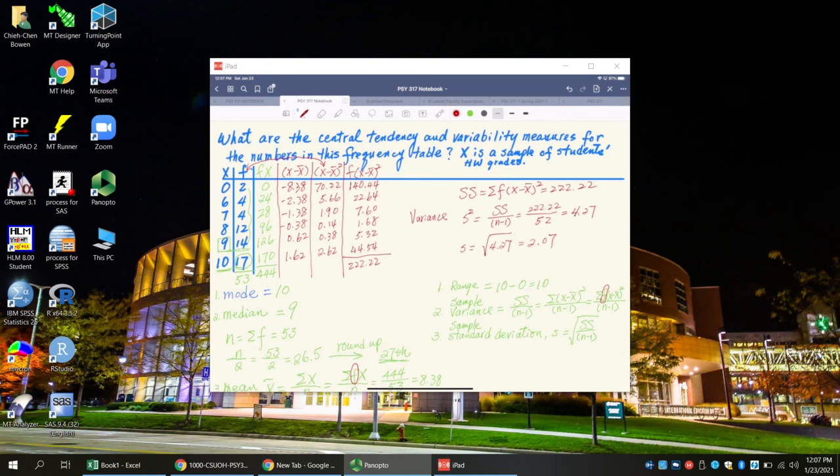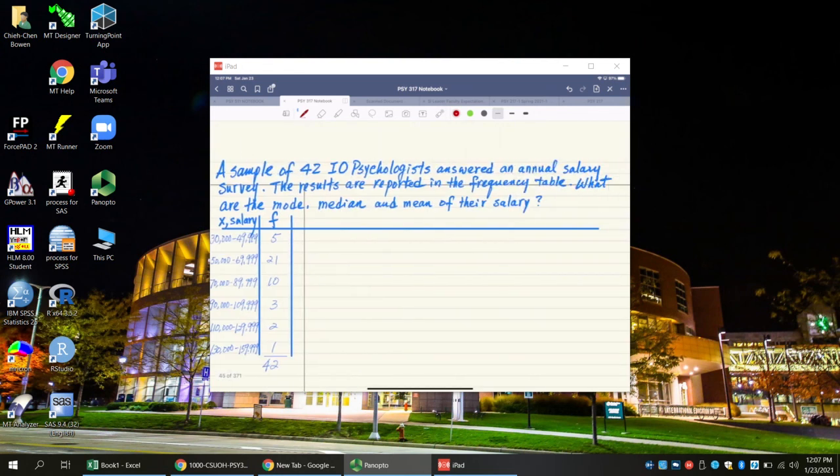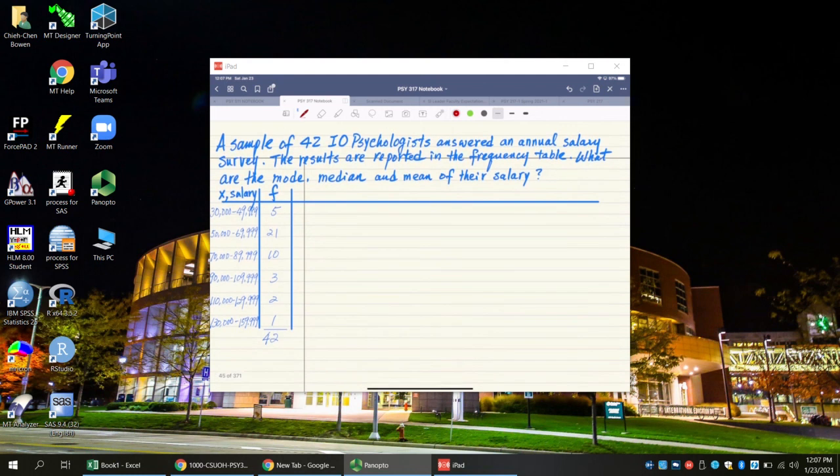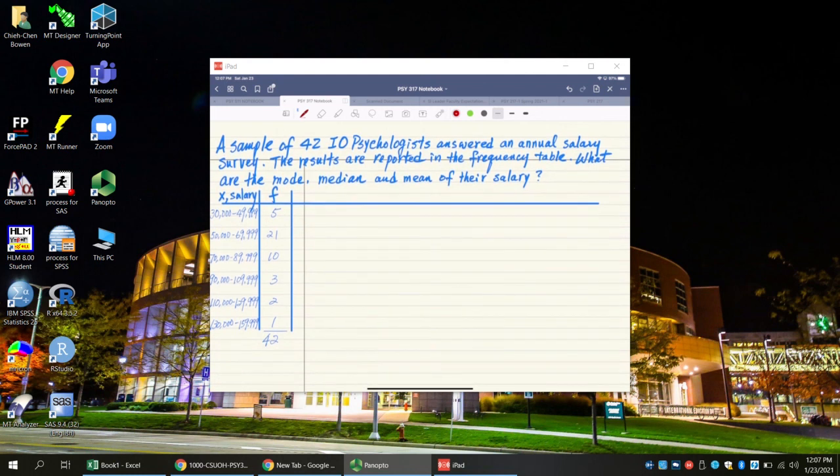This question is similar to your homework question. It has a slight variation. The variation shows up when the values have a really, really big spread, and then listing individual values would make the table too long. So they construct intervals. So each category is an interval of values.